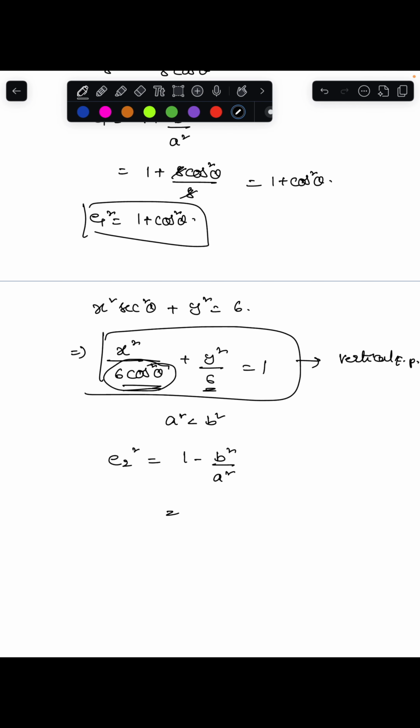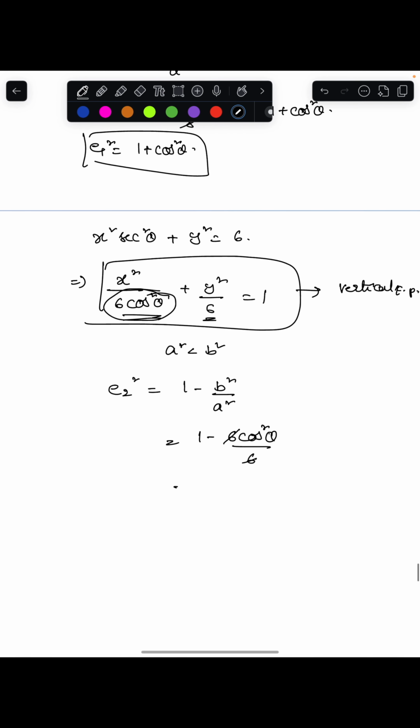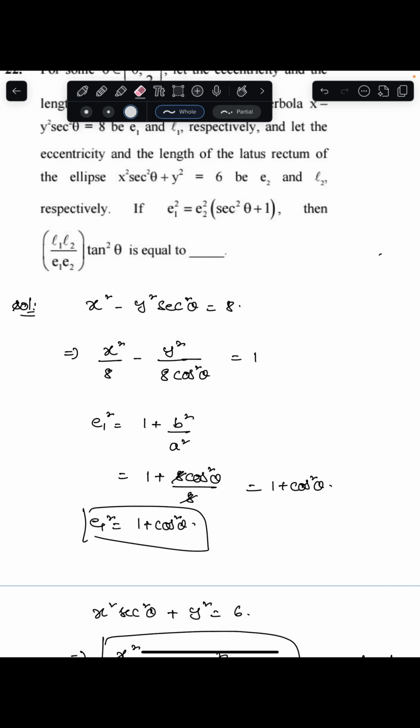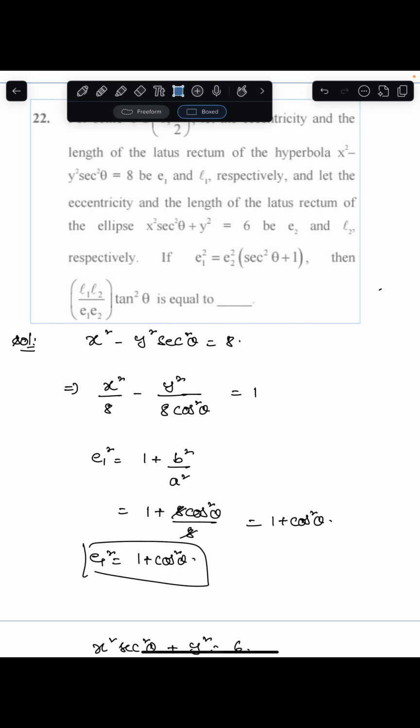Here, a square means you need to write 6 cos square theta, not 6. Because it's a vertical ellipse, I can write this one as sine square theta. So e2 square is sine square theta. Now the given condition is like this. So take this condition.